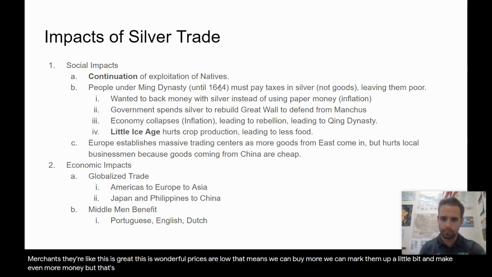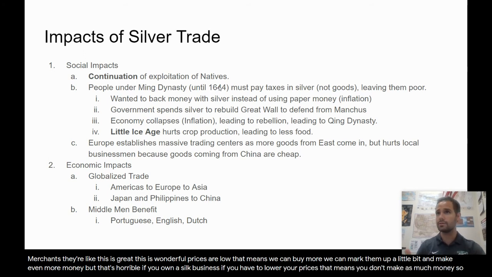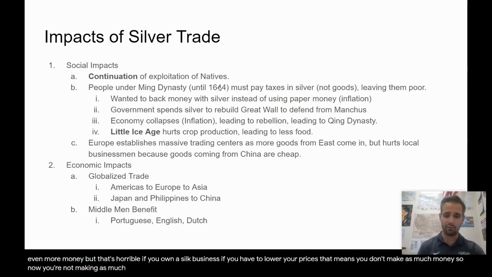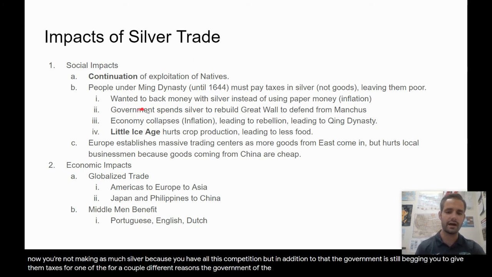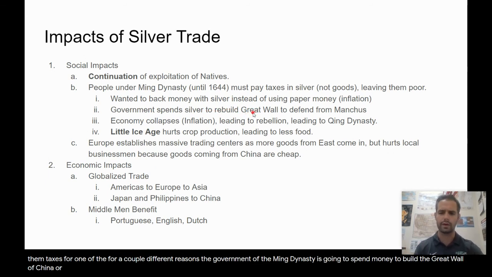But that's horrible if you own a silk business. If you have to lower your prices, that means you don't make as much money. So now you're not making as much silver because you have all of this competition. But in addition to that, the government is still begging you to give them taxes for a couple different reasons. The government of the Ming Dynasty is going to spend money to build the Great Wall of China, or rebuild the Great Wall of China to defend themselves from the Manchus.